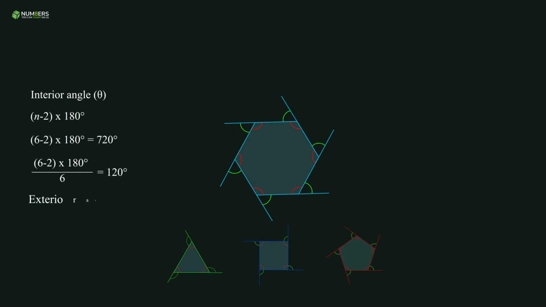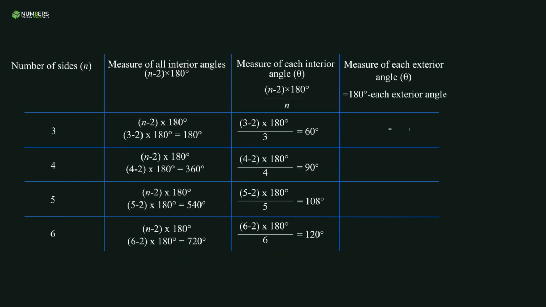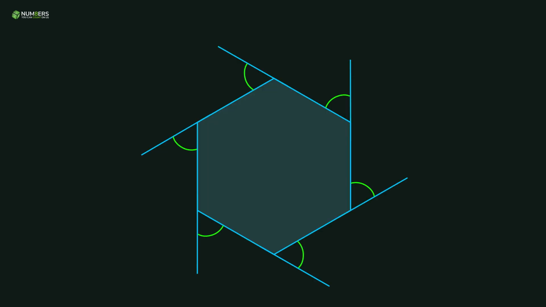Similarly, for a hexagon, the measure of each exterior angle is 180 degrees minus 120 degrees, which equals 60 degrees. Let's add the measure of each exterior angle in this table. But is there a way to calculate the measure of each exterior angle without finding the interior angles first? And the answer is yes.